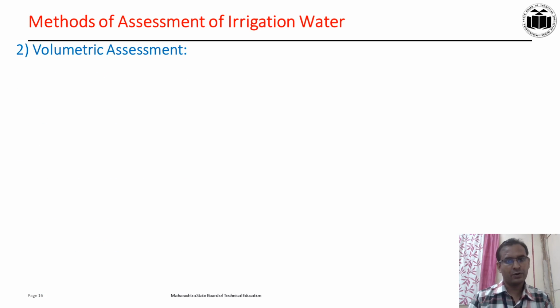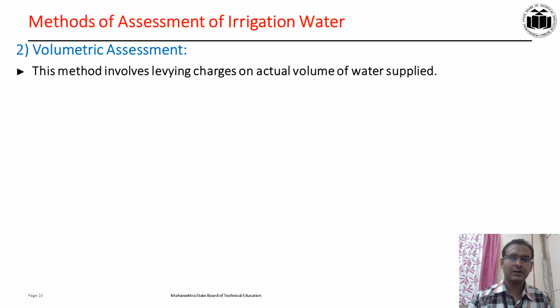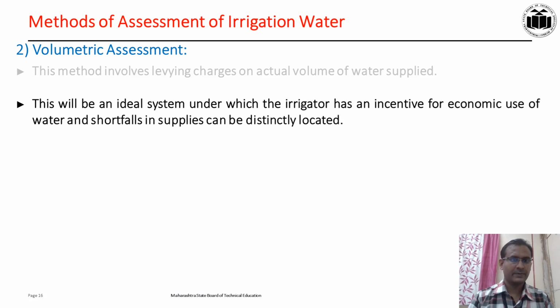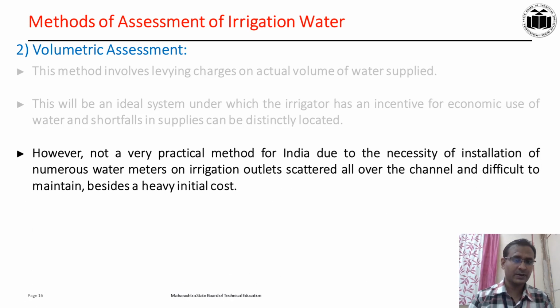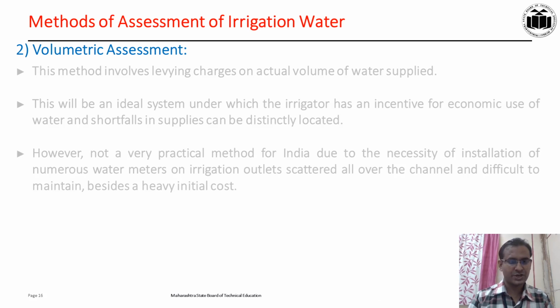Second method, that is volumetric assessment. This method involves levying charges on the actual volume of water supplied. This will be an ideal system under which the irrigator has an incentive for economic use of water and shortfalls in supplies can be distinctly located. However, it is not a very practical method for India due to the necessity of installation of numerous water meters on irrigation outlets scattered all over the channel, and it is difficult to maintain besides a heavy initial cost.